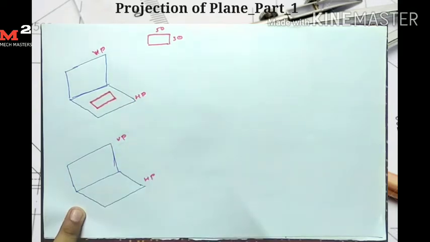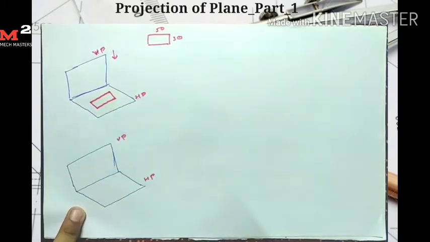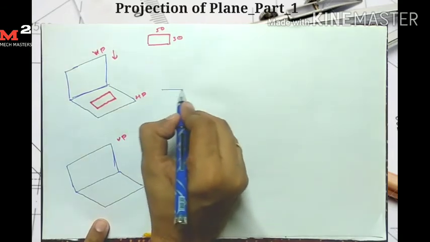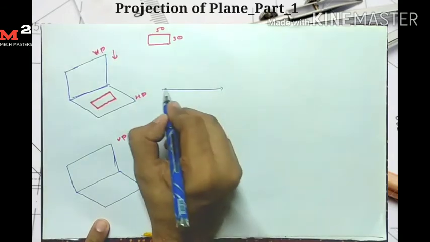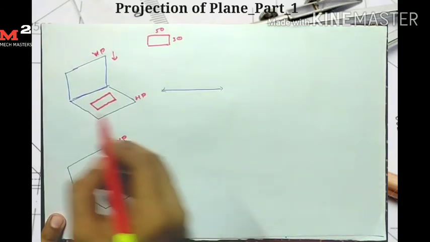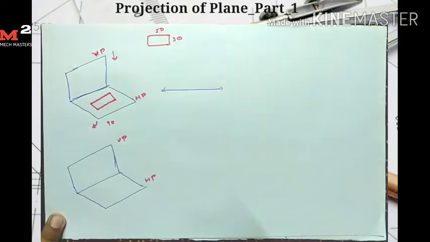Its true shape, the rectangle, is seen when we see this plane from the top. So in the top view I draw this rectangle 50 by 30. Here I draw one reference line to draw its orthographic projection. For drawing the orthographic projection, I simply rotate the horizontal plane 90 degrees in the clockwise direction, so the horizontal plane is exactly below the vertical plane.